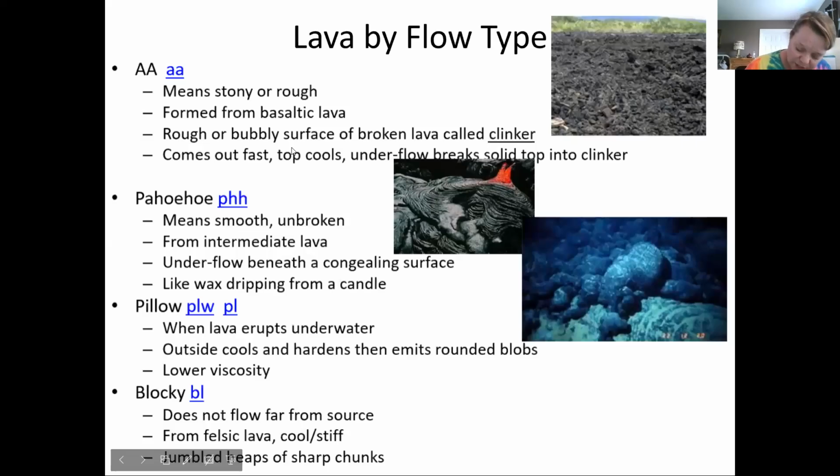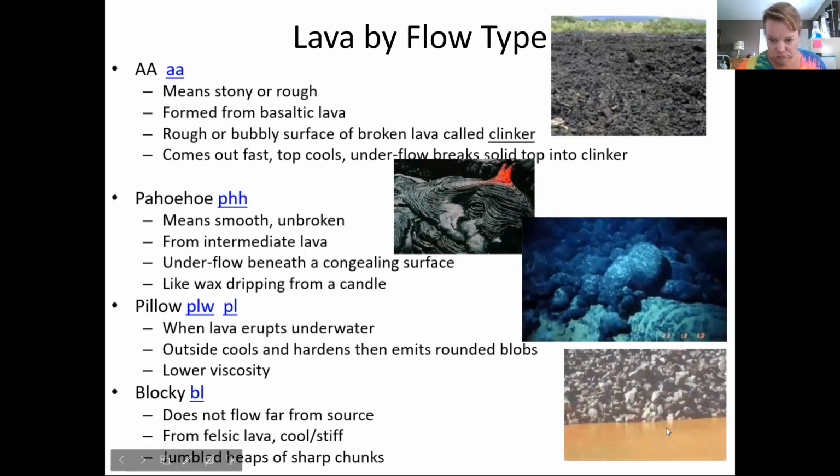So make sure you understand when I'm asking you questions in the future, I will say lava by composition. That's felsic, intermediate, mafic, or lava by flow type, pahoehoe, aa, pillow, or blocky. These result from non-explosive eruptions, because if they're explosive eruptions, we don't have the flow of lava. We have pyroclastic material, which is going to be on the next video. Picture of blocky for you. There we go.